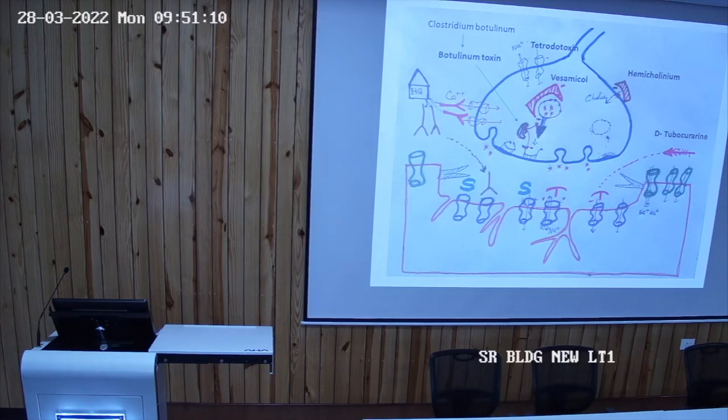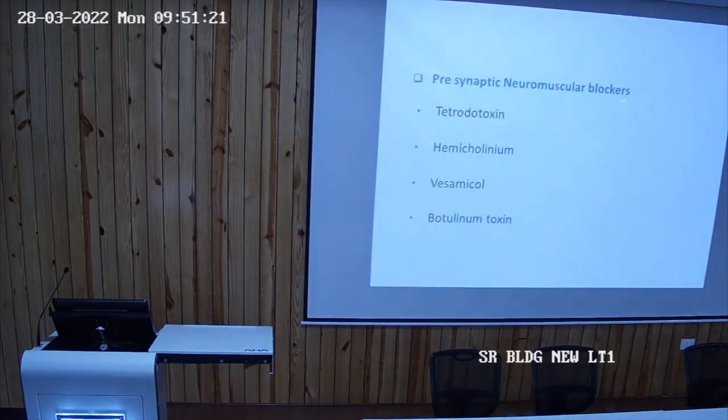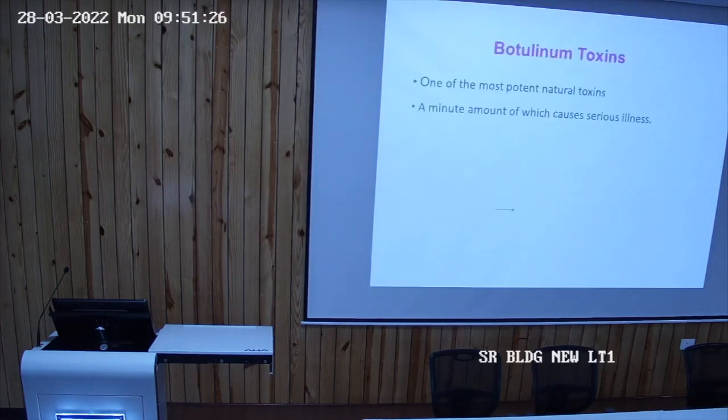There is another type of blocker which is called non-depolarizing blocker. We have discussed here the pre-synaptic blockers, all these drugs. Then botulinum toxin we have discussed. Few points about the botulinum toxin. It is one of the most potent natural toxins. Even a very small amount of this toxin may endanger life. The lethal dose for an adult human is around 2 to 3 micrograms. That's why it is also used as a bioterrorism agent.